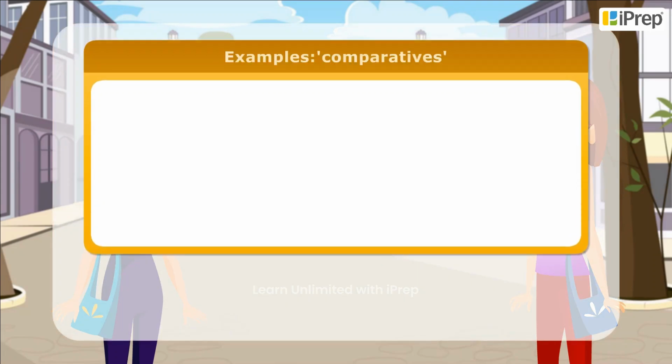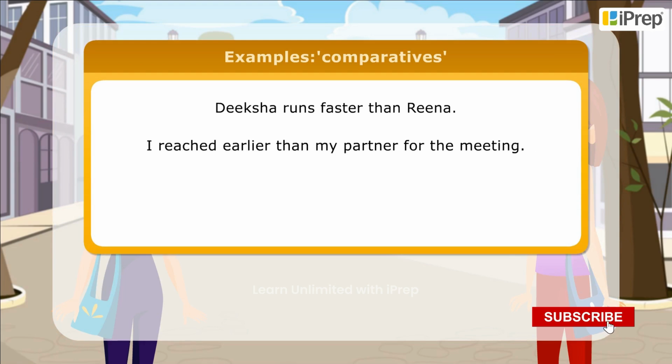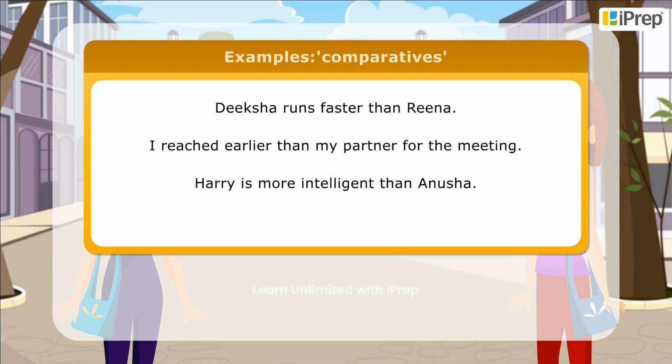Here are a few more examples of use of comparatives. Diksha runs faster than Reena. I reached earlier than my partner for the meeting. Harry is more intelligent than Anusha. Bhumi talks more softly than her sister Rumi.